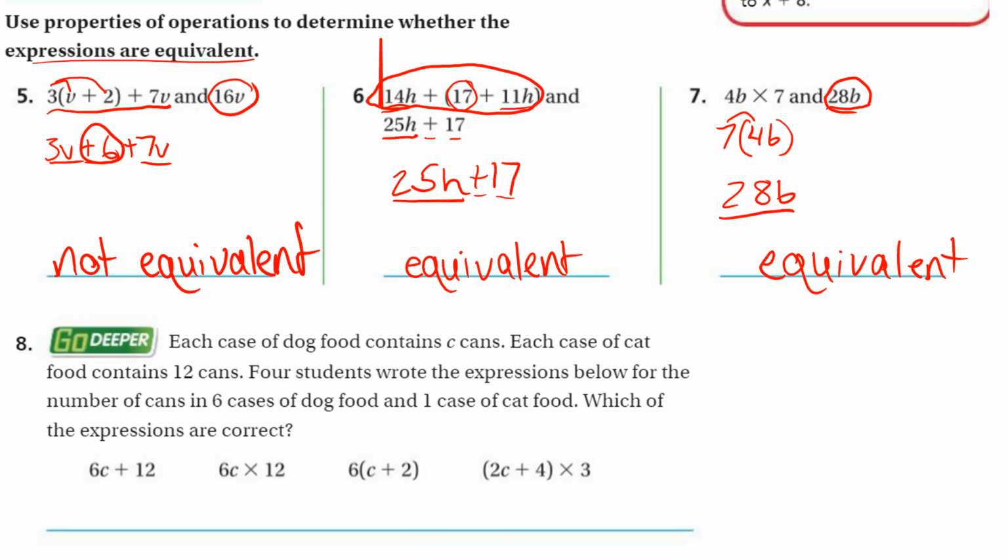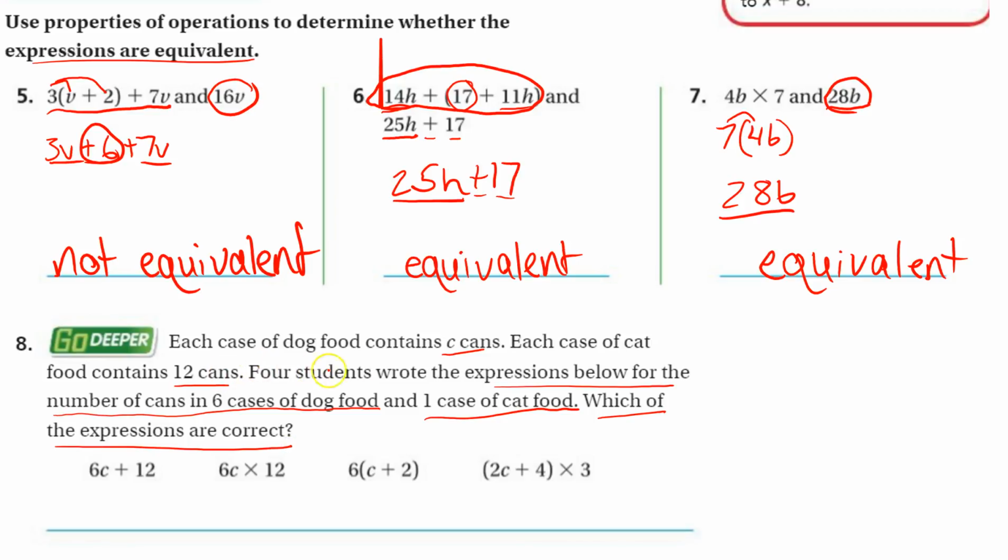All right, let's go down to 8. Each case of dog food contains C cans. Each case of cat food contains 12 cans. 4 students wrote the expressions below for the number of cans in 6 cases of dog food and 1 case of cat food. Which of the expressions are correct?